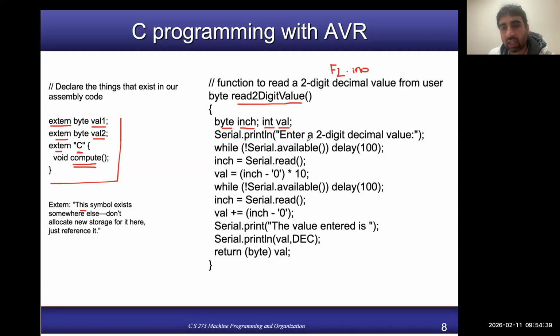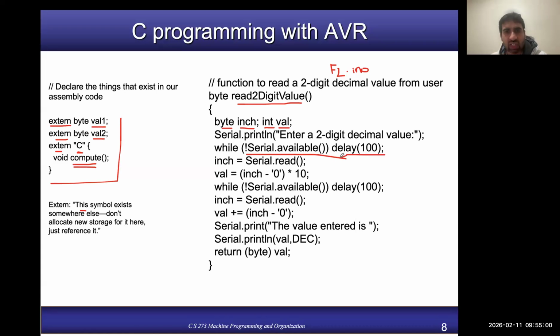So this message will be printed on your terminal or on that console, and it will say enter a two-digit decimal value, and then it will wait for the user to enter two digits, right? So how the program will wait is by executing this while statement. Again, you don't need to worry about this one, right?